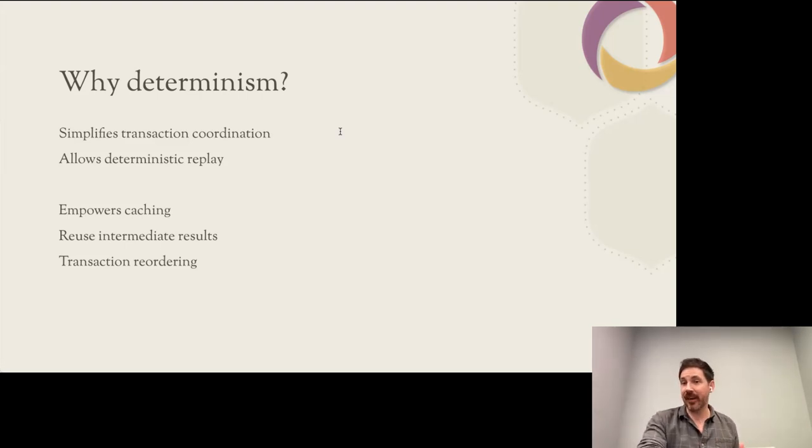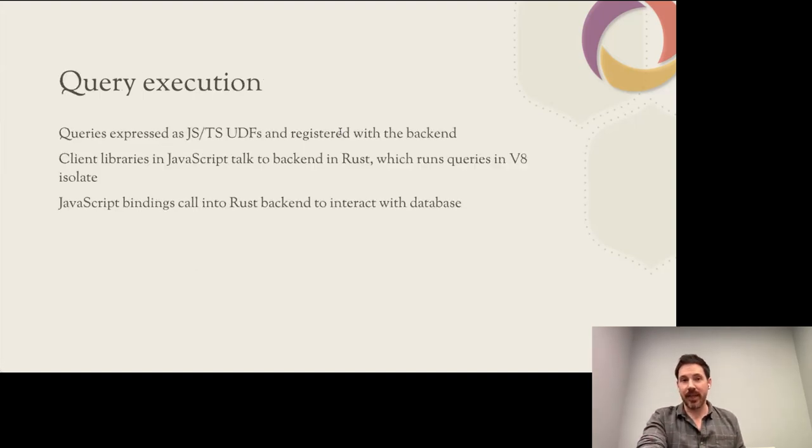So how do we actually make these functions deterministic? Well, first, let's talk about how we even run these transactions to begin with. You can think of these transactions like fancy stored procedures. The client writes these functions, they take inputs, and you register the functions as source code with the backend.